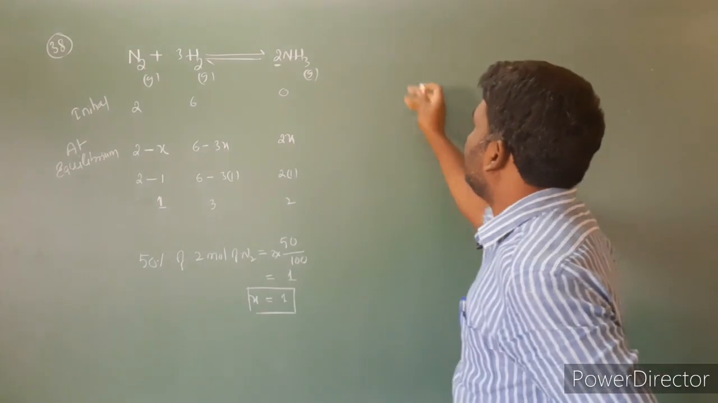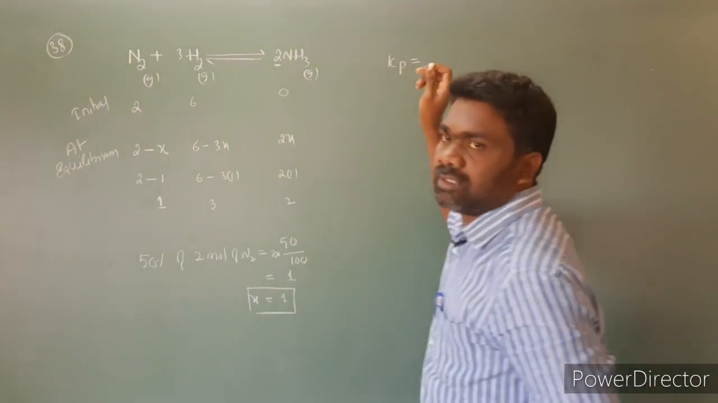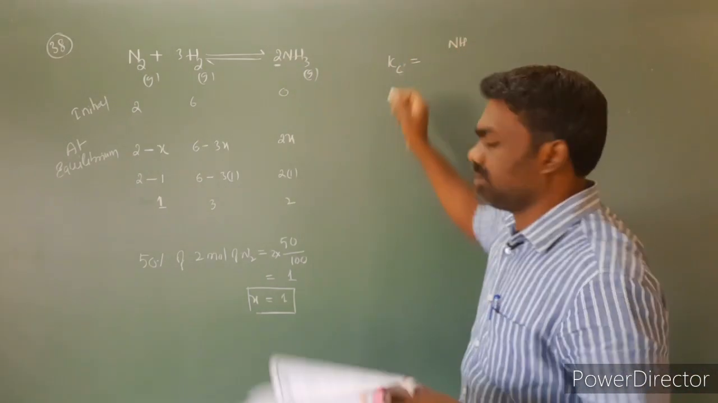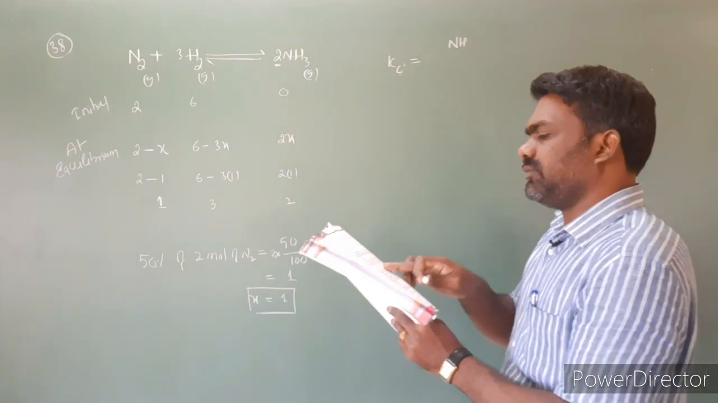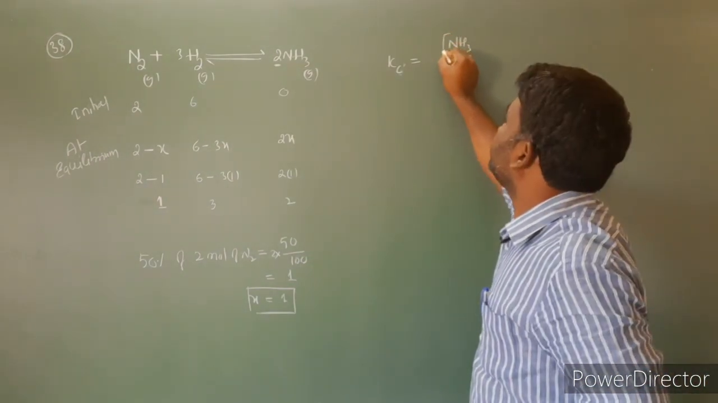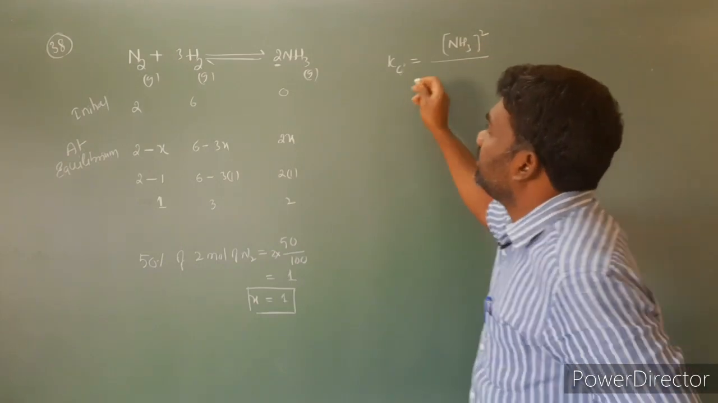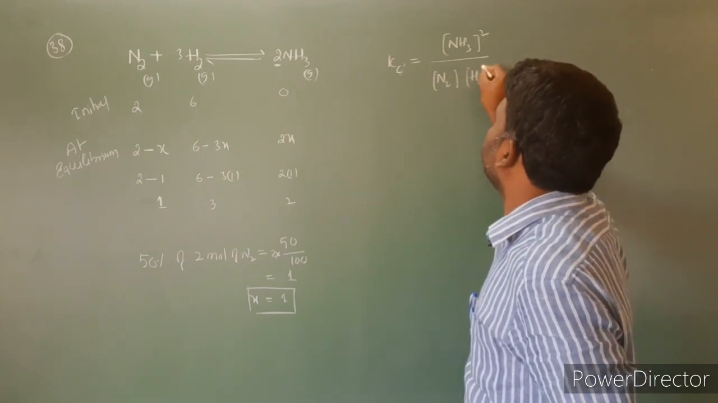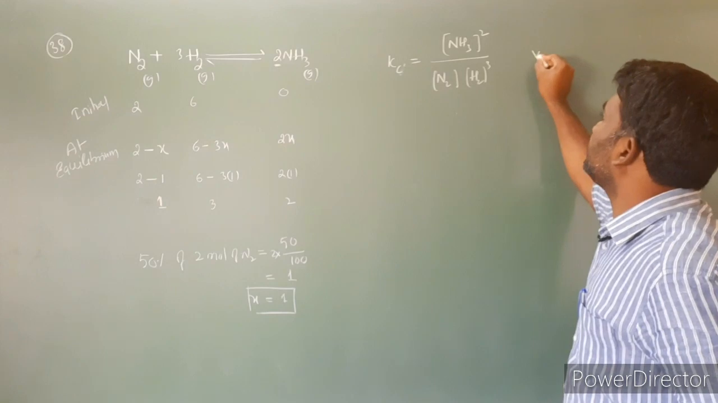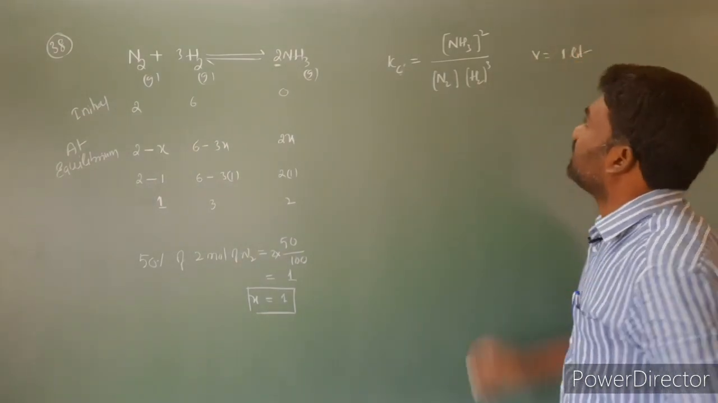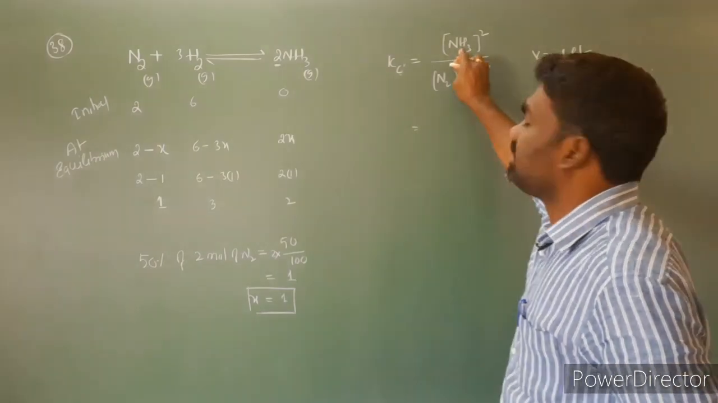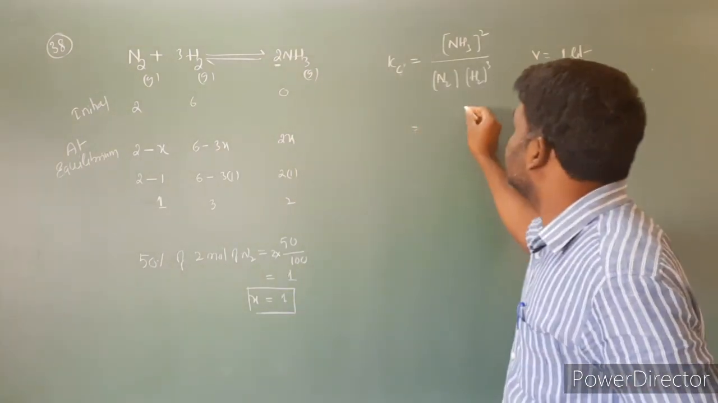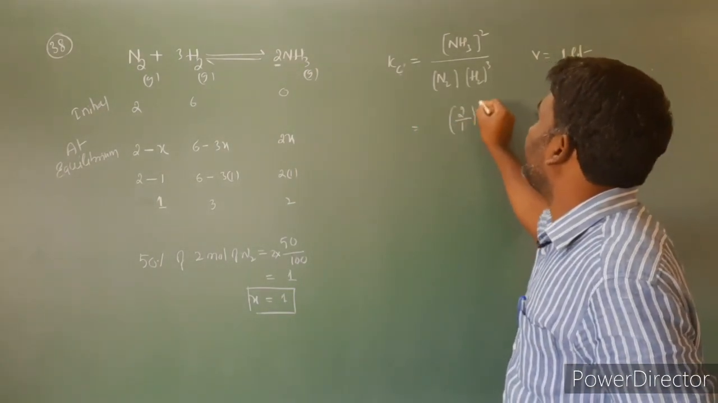Next, we have to write the equilibrium constant for this reaction. What is the formula? We have to find out Kc for the reaction. Kc is equal to NH3 concentration power 2 by N2 concentration and H2 concentration power 3. And the volume is given. How much is given? 1 liter. Volume is 1 liter capacity. Next, NH3 concentration is nothing but number of moles by volume. How many moles are there? 2 moles. This is 2 by 1 power 2.